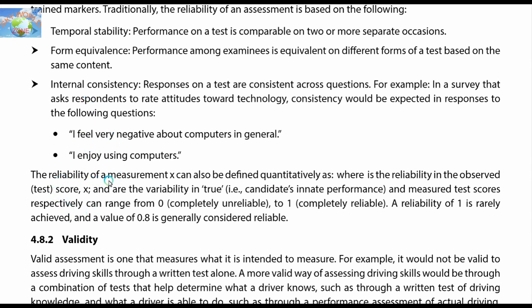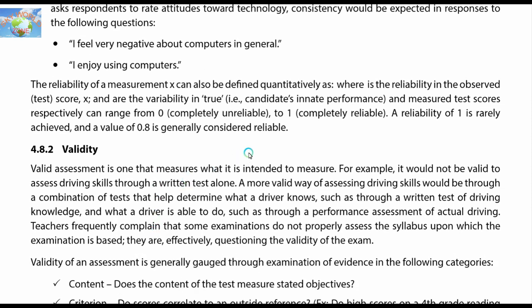The reliability of a measurement X can also be defined quantitatively, where the reliability is of the observed test or score X, and the true and measured test scores are the candidate's innate performance and the measured test scores respectively. It can range from 0 to 1, completely reliable. A reliability of 1 is rarely achieved and a value of 0.8 is generally considered reliable.